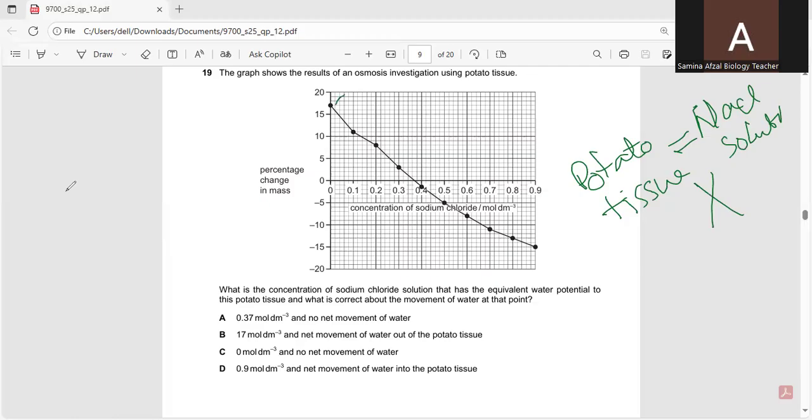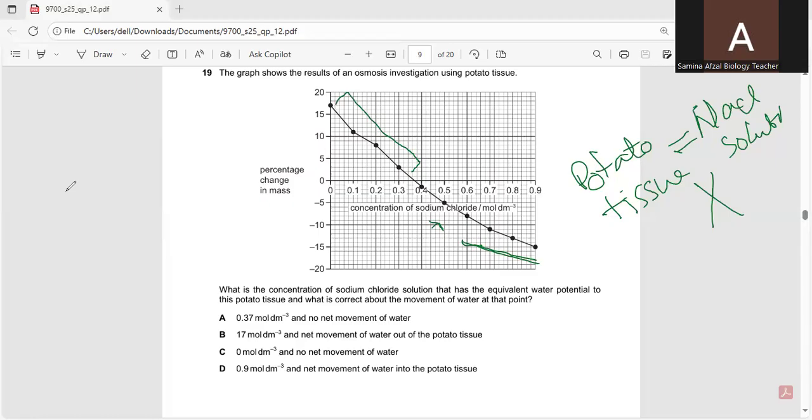So we have to find out a place on the graph where there is no movement. These are the positive points. So the positive points, percentage change in mass, will indicate the potato has gained water by osmosis. So as water is gained by a potato, its percentage change in mass will increase. Or if it is losing water, then the percentage in mass will decrease. So when there is a negative value, it means it's decreasing in mass.